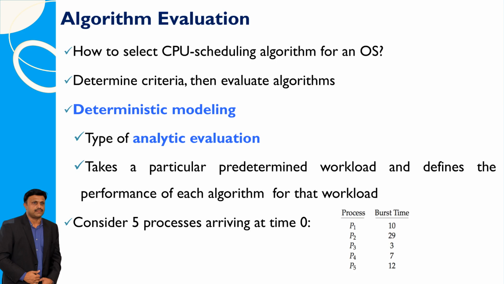Algorithm evaluation for CPU scheduling in an operating system involves a systematic approach to selecting the most suitable algorithm. This process begins by establishing criteria and then assessing various algorithms based on those criteria. Deterministic modeling is employed, utilizing analytic evaluation techniques to gauge algorithm performance under specific workloads. For instance, a common approach involves evaluating how algorithms handle a predetermined workload scenario, such as 5 processes arriving at time 0. Through this methodical evaluation, the most efficient algorithm for the given circumstances can be identified.